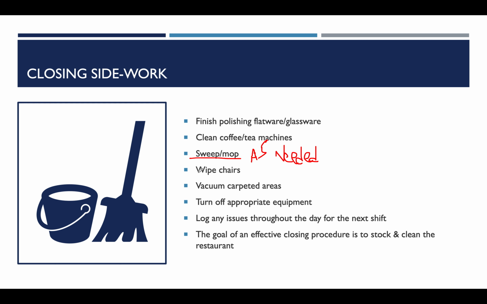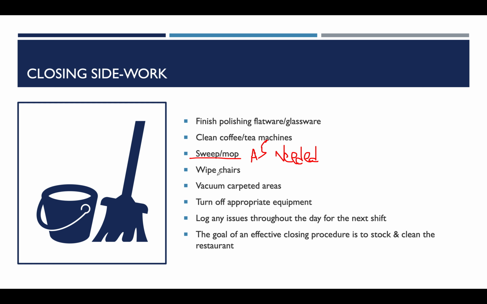Wiping chairs, this is a big one. It should be done every time after a guest leaves, and then you don't have to worry about doing the entire floor at once at the end of the night, right? So if everyone's keeping up on their side work throughout their shift, table leaves, you wipe the chair, you wipe the table, you reset it. Should be good to go.